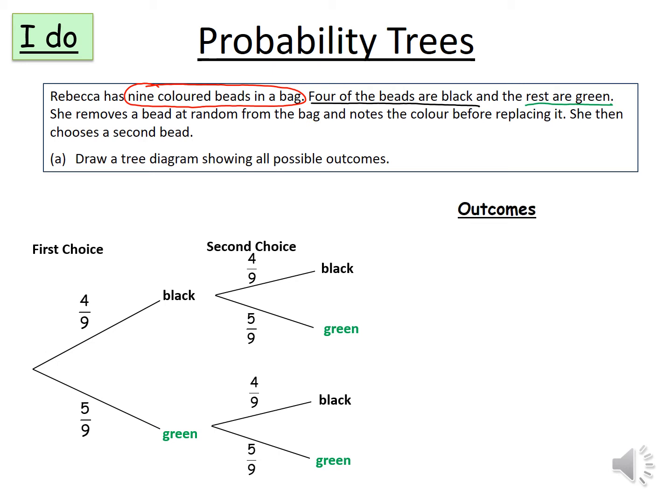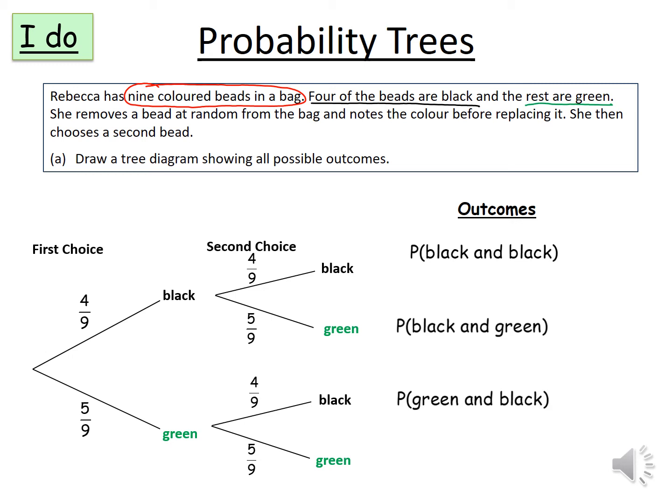So what are our outcomes? We have the probability of getting 2 blacks. We have the probability of getting a black and a green. We have the probability of getting a green and a black, and then we have the probability of getting 2 greens. So the probability of getting a black and a black from this independent probability is going to be 4 over 9 times 4 over 9.